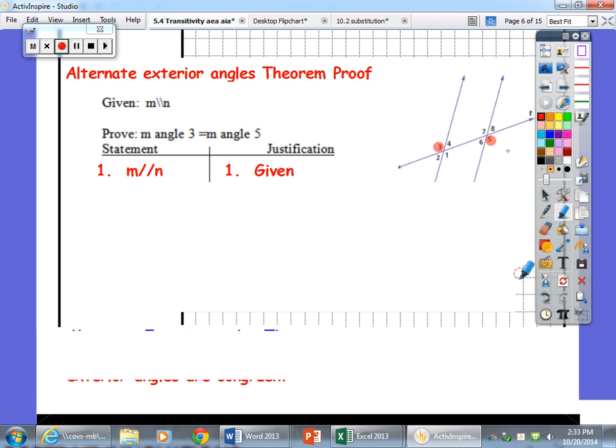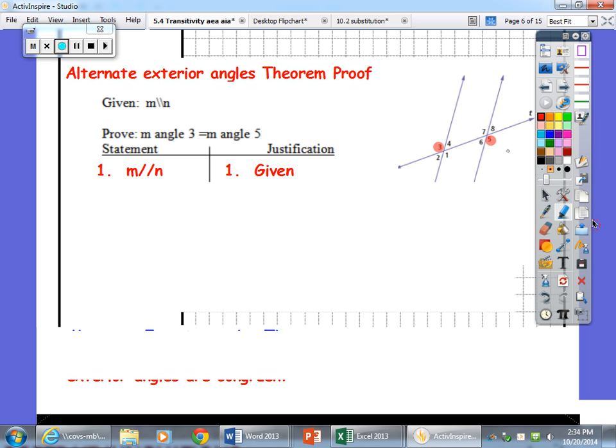Now, I want you to notice why it's called alternate exterior angles. The angles are outside the set of parallel lines, and they're on opposite sides of the transversal, so that makes them alternate and exterior angles. So that's why they're called alternate exterior angles.